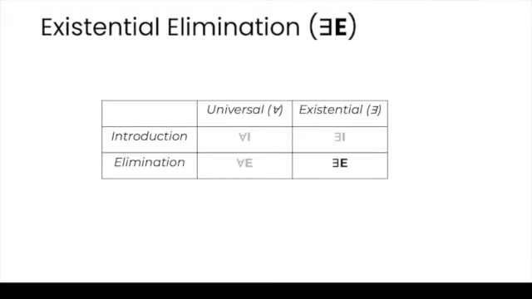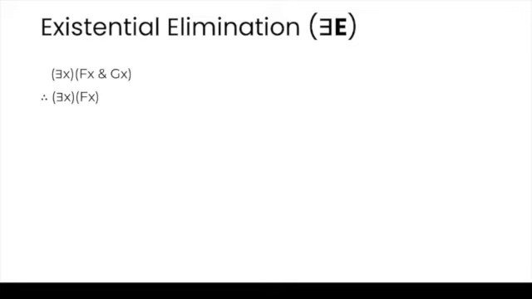Okay, now it's time to introduce the last of the basic quantifier rules, existential elimination. Just like we did with universal elimination, let's motivate our discussion of this rule with an apparent problem for a rule system. Here's an argument that's definitely valid, and so its conclusion ought to be derivable from the premise.